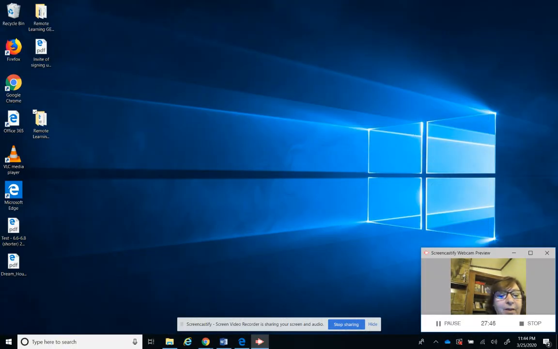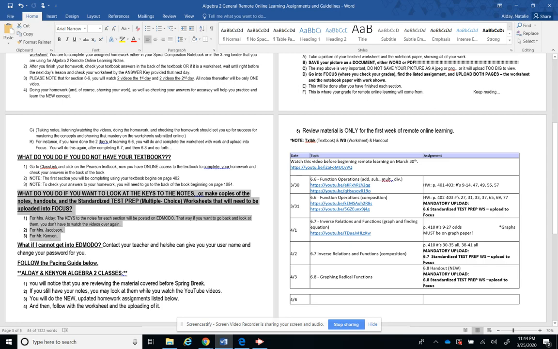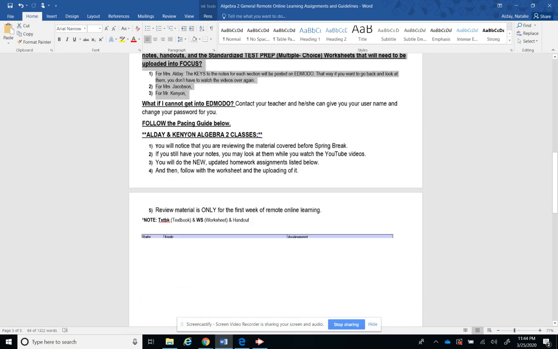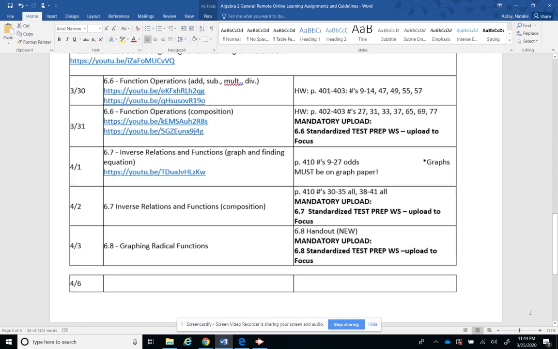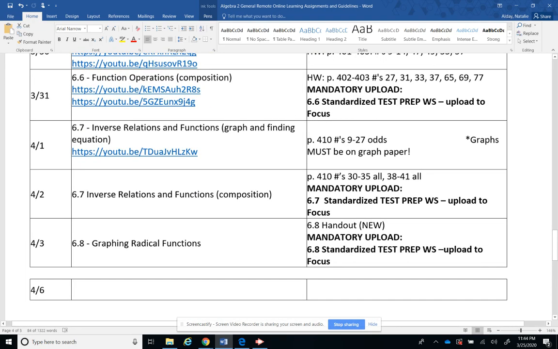I'm going to go down here and pull this up to show you where we're at in the scheme of things. You see where it says April the 2nd, 6-7, inverse relations and functions, compositions. Your homework is page 410, problems 30 through 35 all, and 38 through 41 all. You'll show your work, and then the mandatory upload is going to be the 6.7 standardized test prep worksheet. You're going to do the worksheet and upload it to Focus.